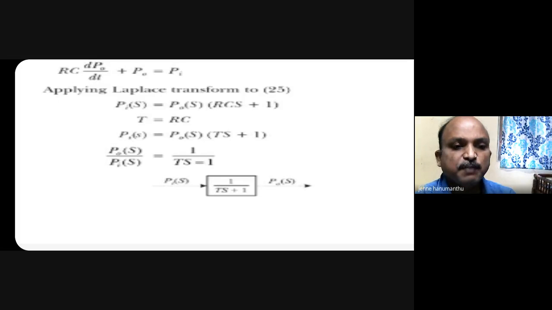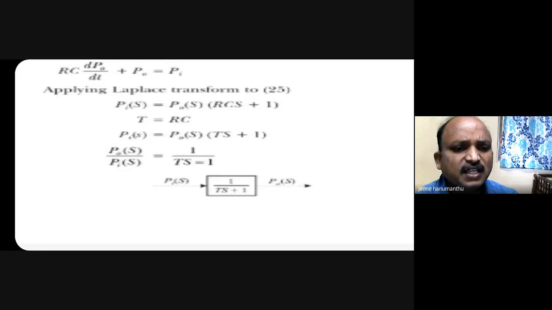Represent output by input: P naught of S by Pi of S, which is nothing but the transfer function, can be represented as 1 by Ts plus 1. I'm sorry, it looks like equals to, but it's not equals. 1 by Ts plus 1.